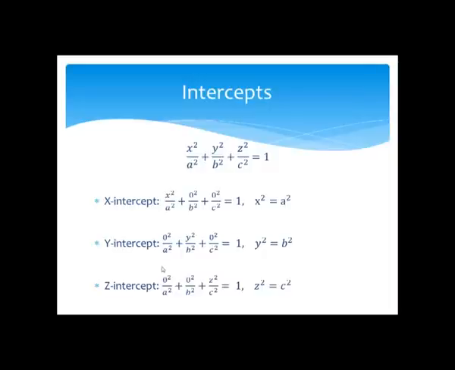Now let's look at the intercepts. If you want to find the x-intercept, we just equate the y and z to 0. So we find that x squared equal to a squared. For the y-intercept, we find the y squared equal to b squared. And for the z-intercept, we find the z squared equal to c squared. So if we draw an ellipsoid, the x-intercepts will be plus and minus a, the y-intercepts will be plus and minus b, and the z-intercepts will be plus and minus c.